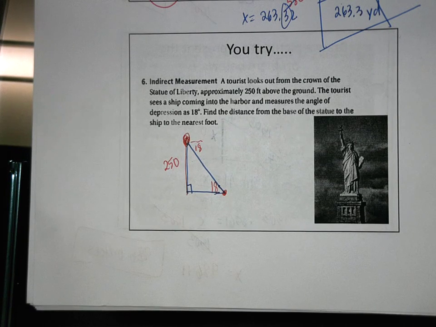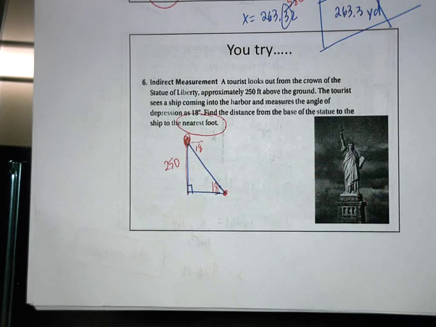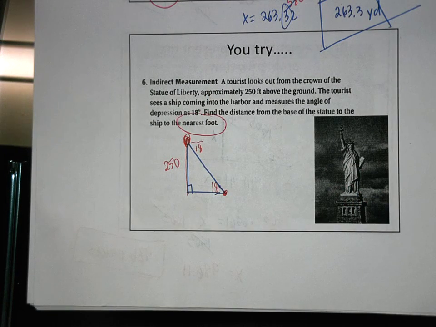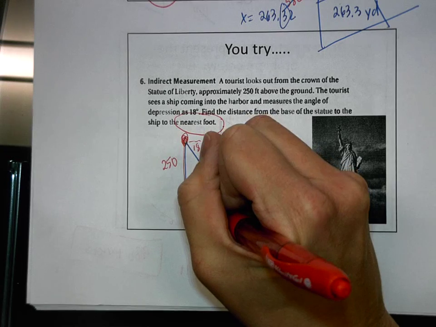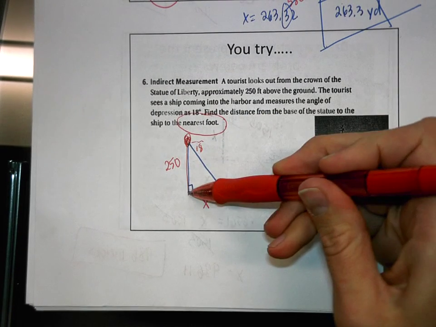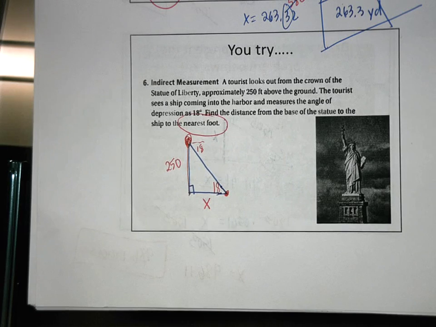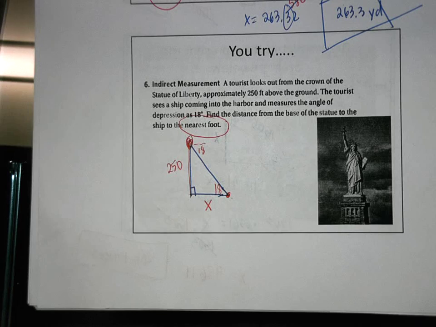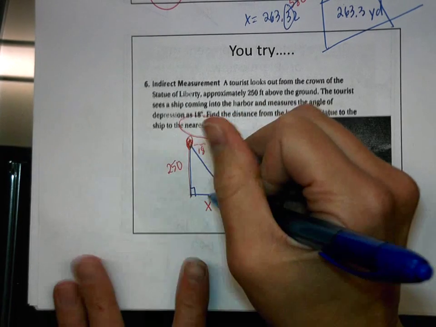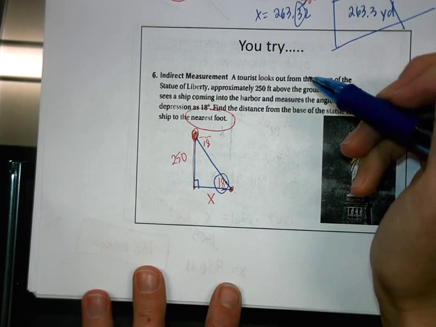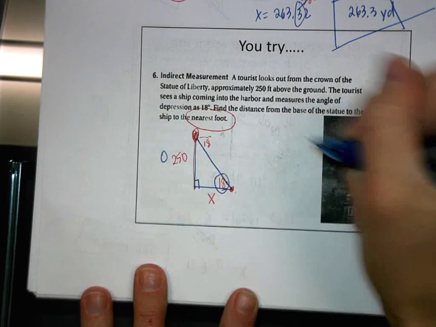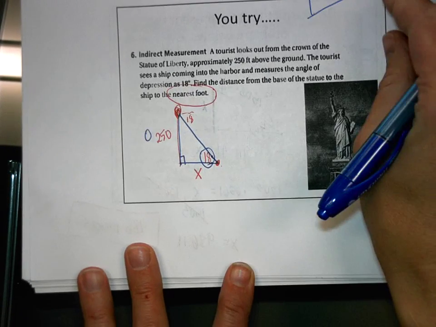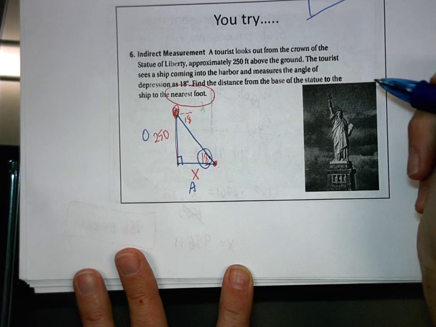So it says, find the distance from the base of the statue to the ship to the nearest foot. So am I finding the hypotenuse? No. We're finding the base part, right? So the bottom of the statue to that ship. Okay? From here to here, right? So that's my x. All right. So based on this angle right here, what is 250? Opposite. And what is x? Adjacent. Very good. And so therefore I'm going to use tangent.